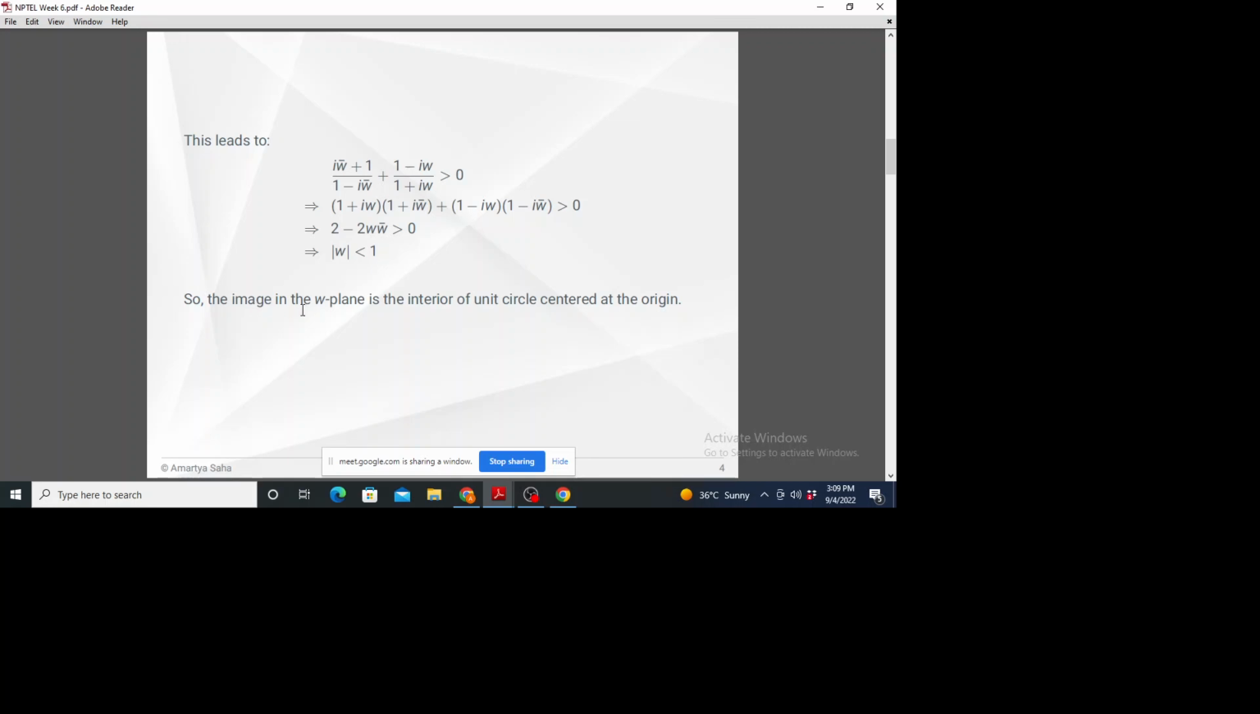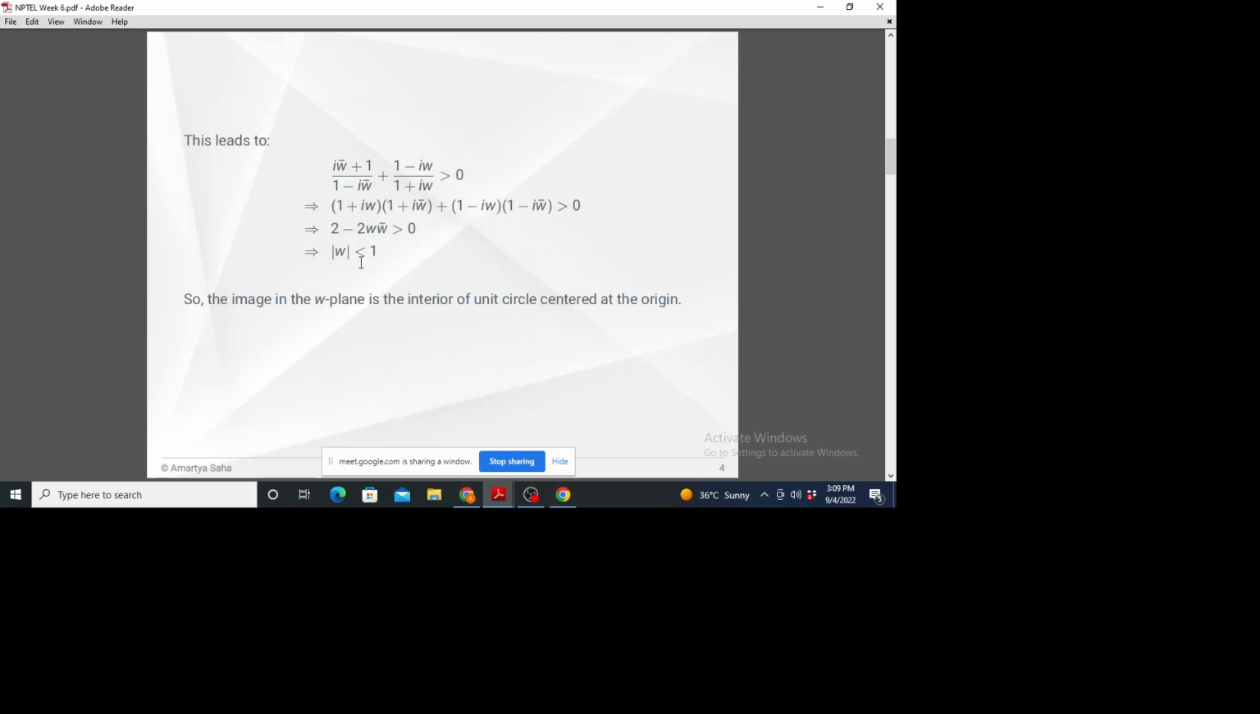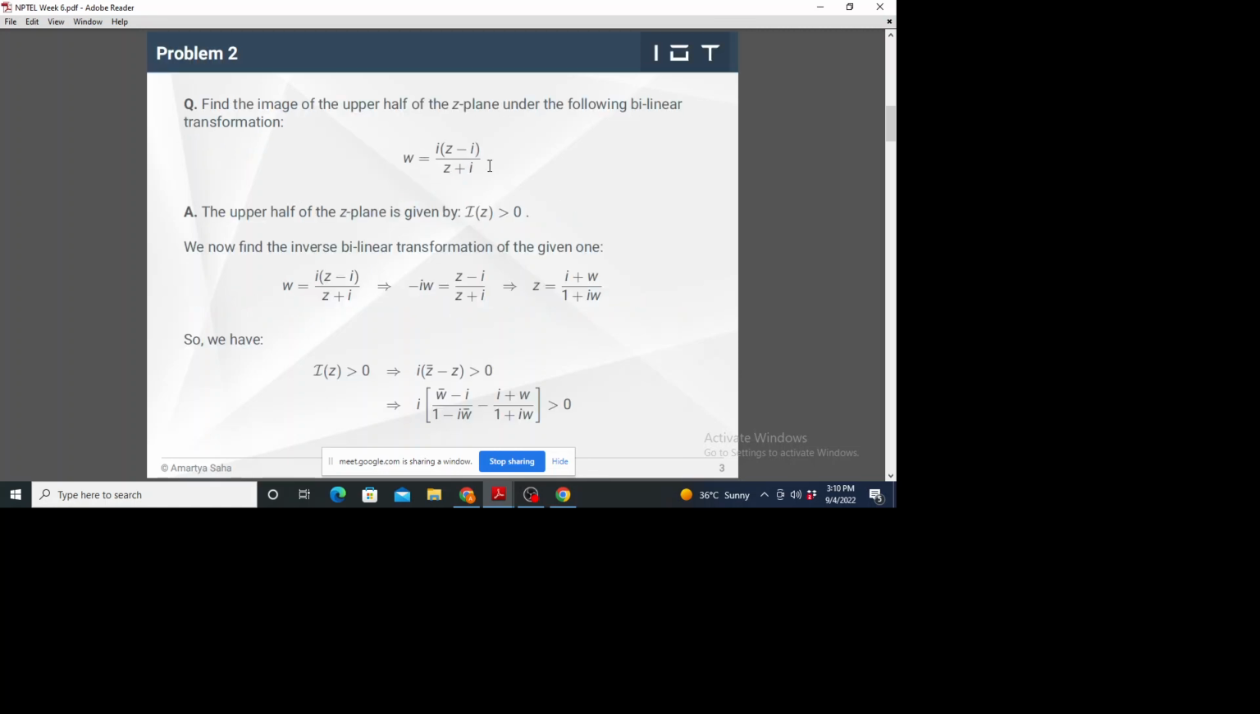So the image is the interior of the unit circle centered at the origin. So mod w less than 1. So we see the image of the upper half of the z plane is the interior of the unit circle in the w plane under this transformation. So pretty straightforward problems.